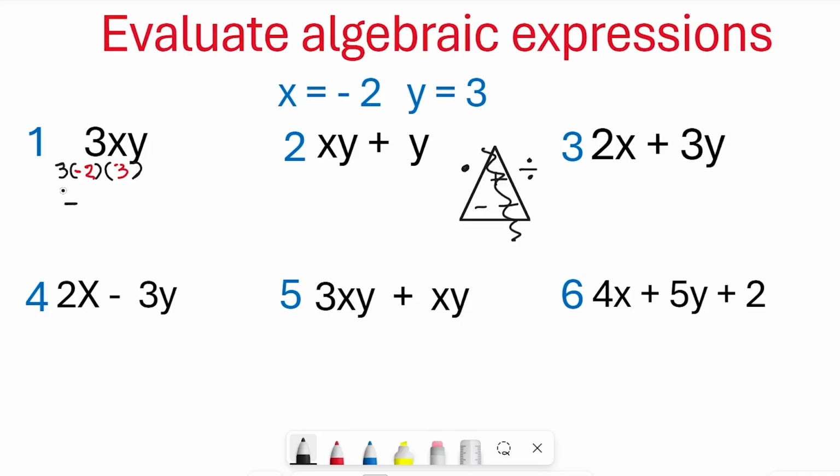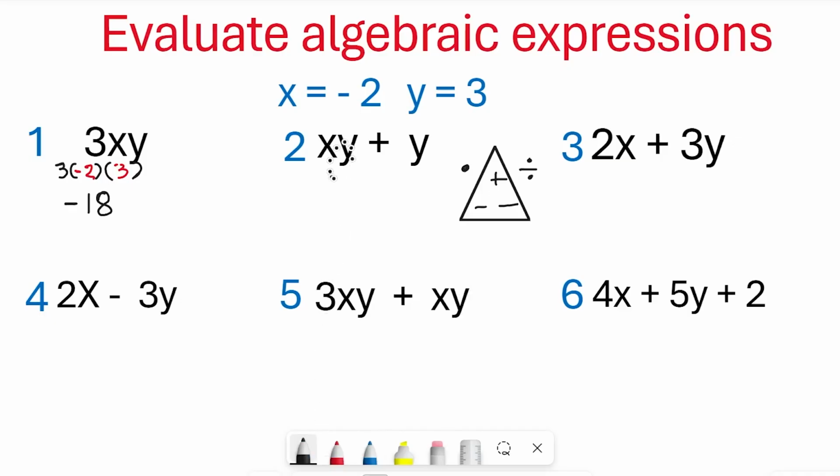But now multiply the two numbers. 3 times 2 is 6, times 3. The answer should be -18. For number one, that's the answer. All right. So, you multiply all the signs. You've got to remember that. And then multiply all the numbers.